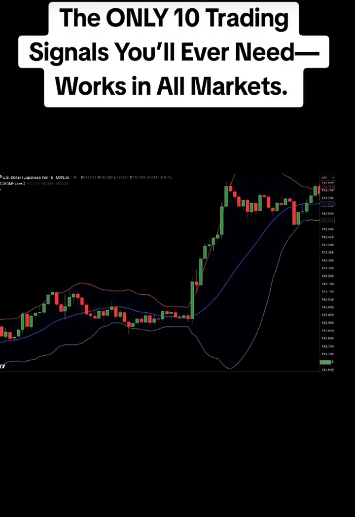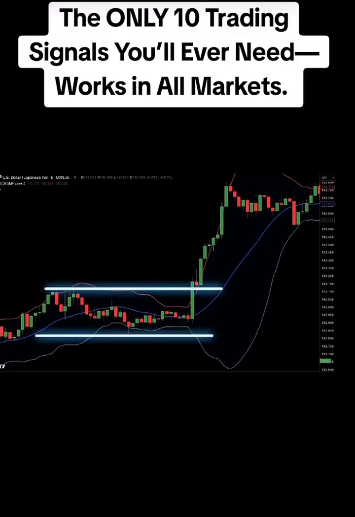Let's look at a bullish example. We have a tight range, the bands are squeezed, and the price has been moving sideways. Then we get a solid green candle that breaks and closes above the upper band. This signals that momentum has entered the market, and this is a valid breakout setup.